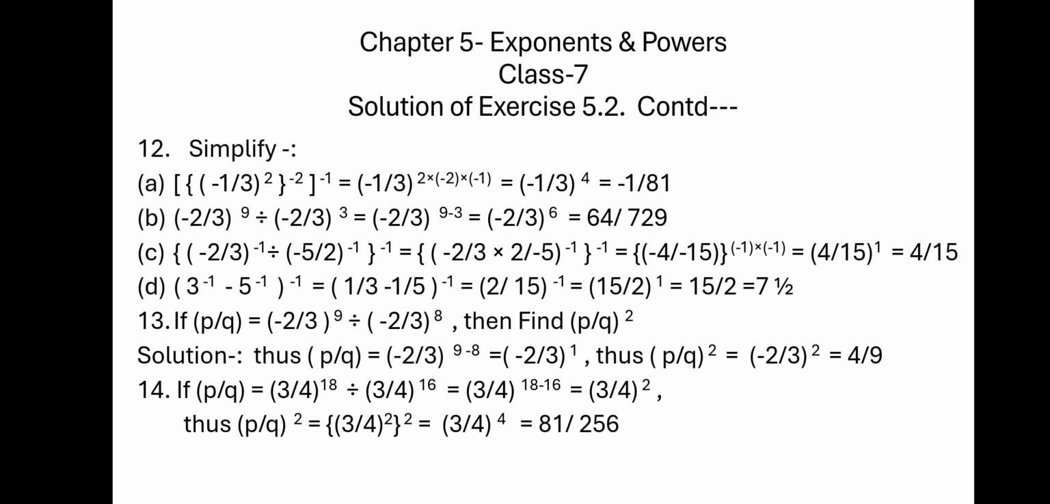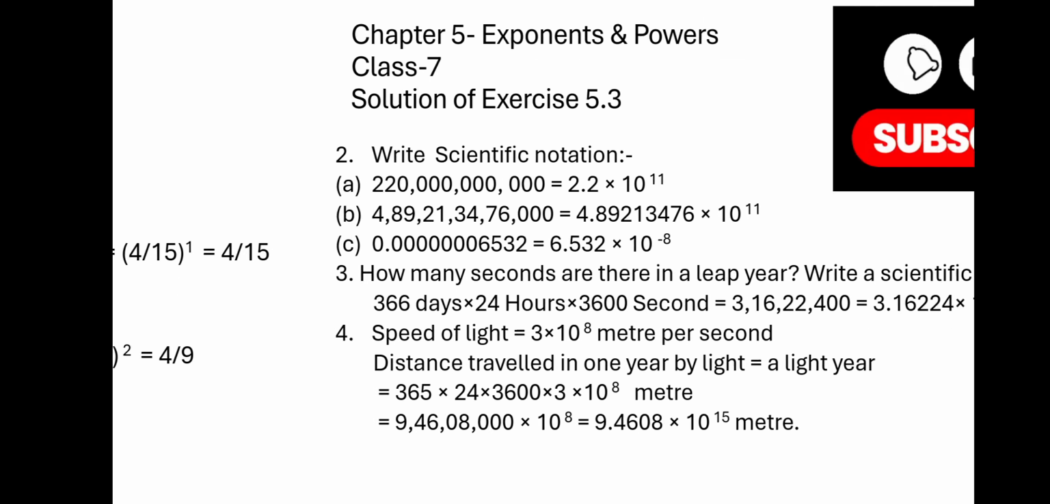So that gives you (3/4) raised to 4, and that will be 81/256. So this completes the 5.2 exercise, 14 questions, and in the first part there were 7 questions. In this part there are 7 more questions, and I have solved a few questions which are a little tedious from exercise 5.3. So let's continue with that.